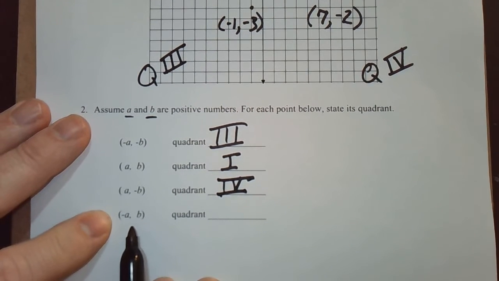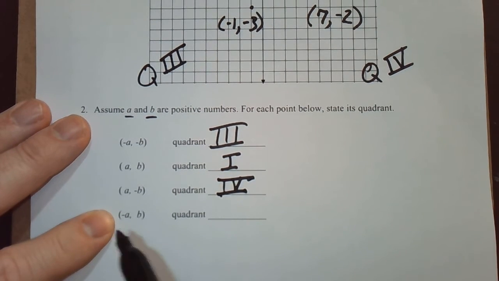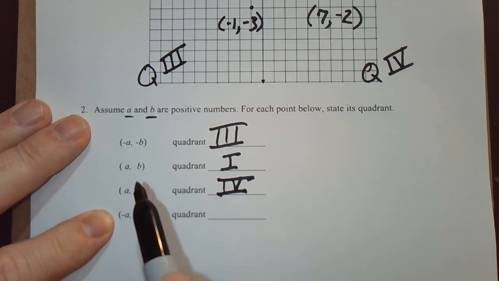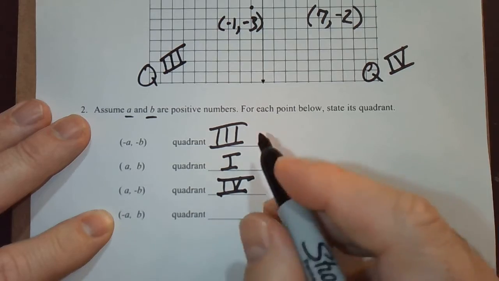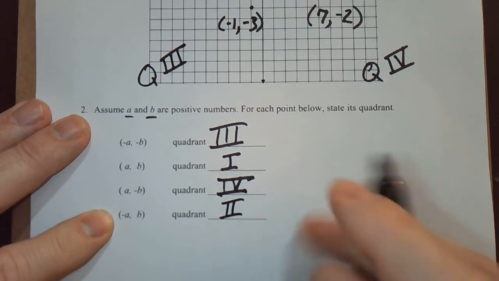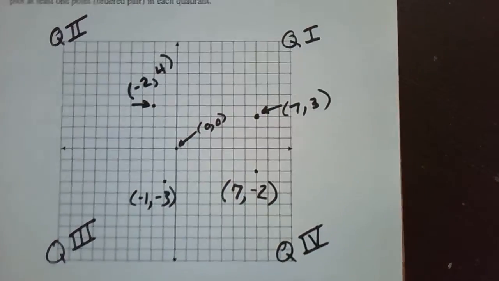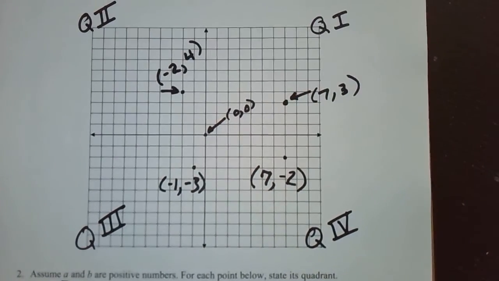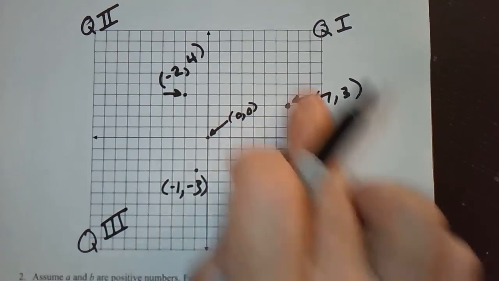And finally, negative a, b means we've got a negative, so we go left, negative for x value, and a positive for the y value. We're going to go to the left and up, which puts us in quadrant number 2. And you can confirm all of these by looking at the examples we did up here in the xy plane.